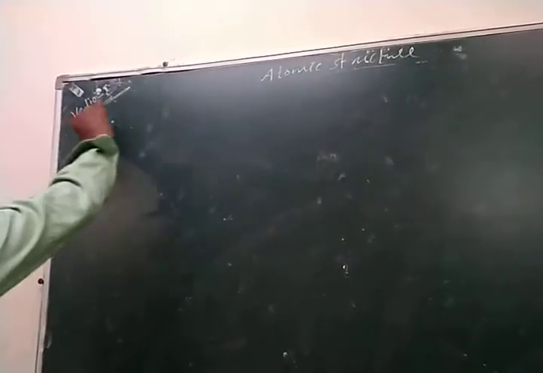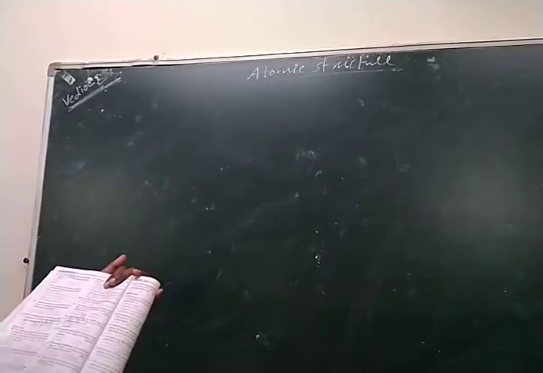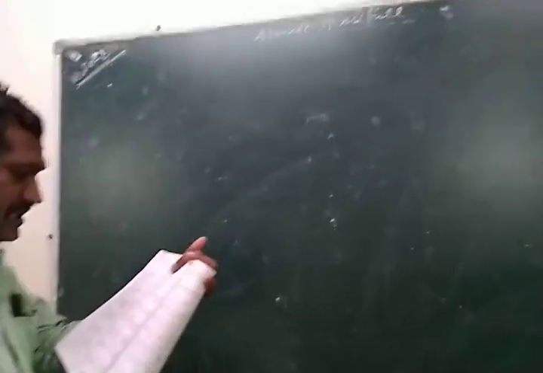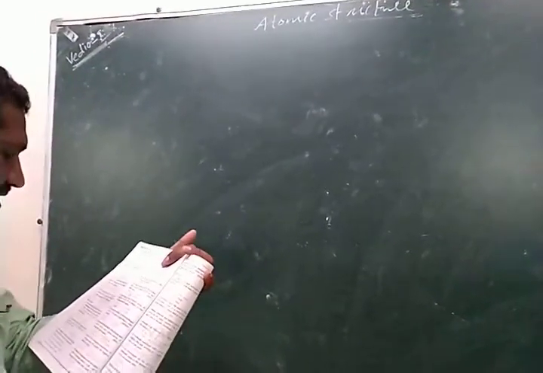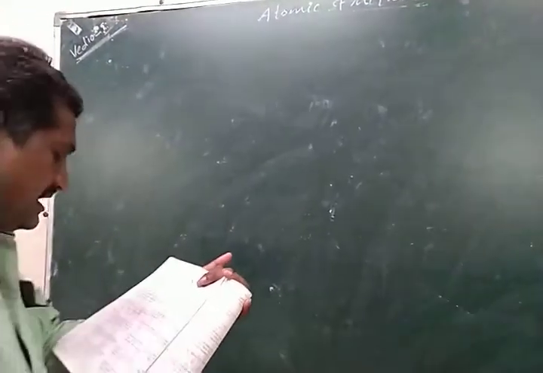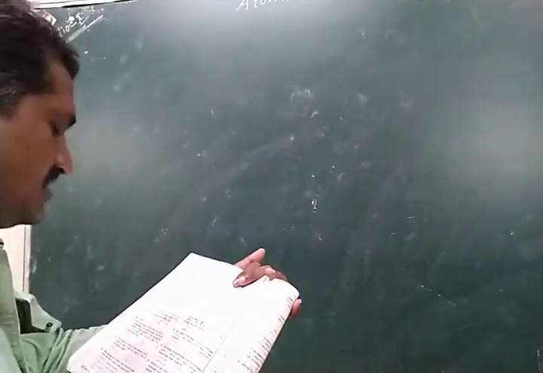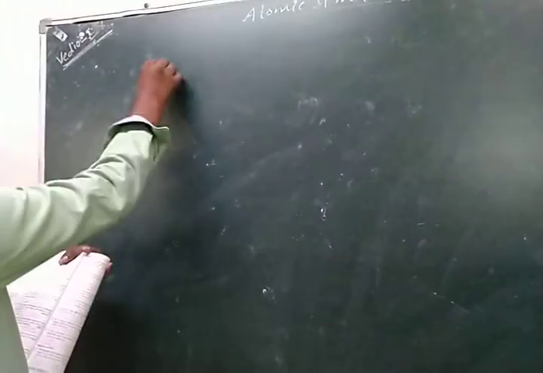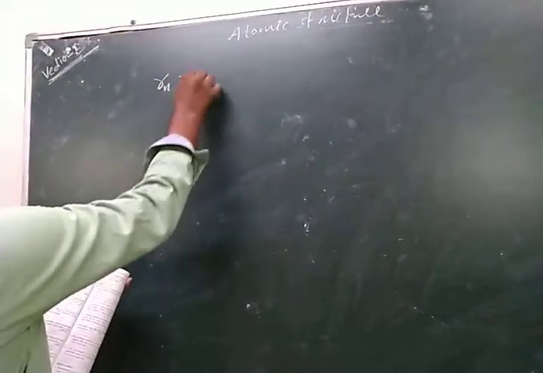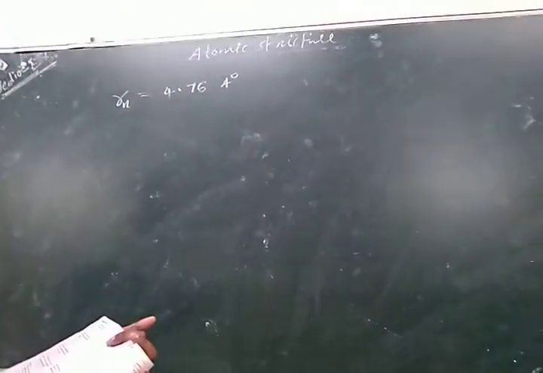Video one, atomic structure, based on the problems on atomic structure. Question number one: in a hydrogen atom, the electron is at a distance of 4.76 angstroms from the nucleus. That means they have given the radius of the nth orbital, 4.76 angstroms, from the nucleus.